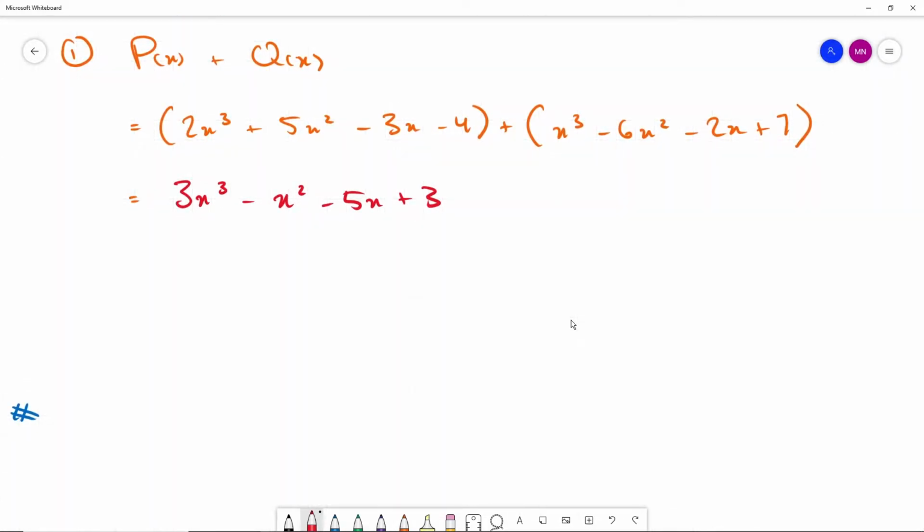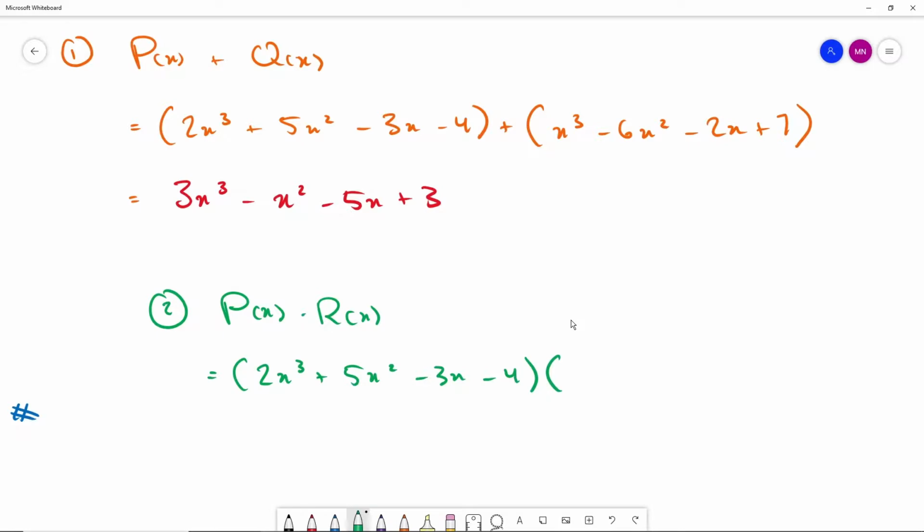Okay, and then let's jump to examples that include the operation of multiplication. Let's say we have P(x) times R(x). This means we need to multiply the polynomial P(x) with the polynomial R(x). So 2x to the power of 3 plus 5x squared minus 3x minus 4 multiplied with R(x).